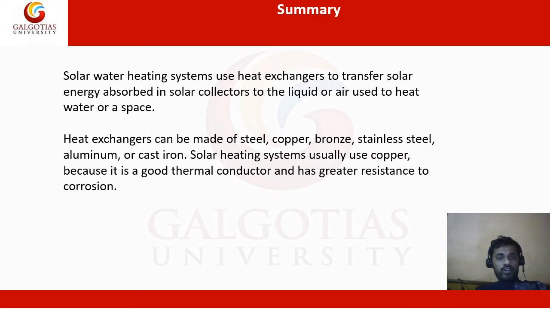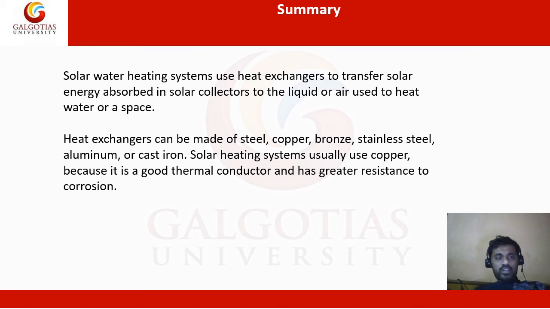So, solar water heating systems use heat exchangers to transfer the solar energy absorbed in solar collectors to the liquid or air used to heat the water or a space, and they may be made of any material like steel, copper, bronze, stainless steel, etc. They generally use copper because it is a good thermal conductor and has greater resistance to corrosion.